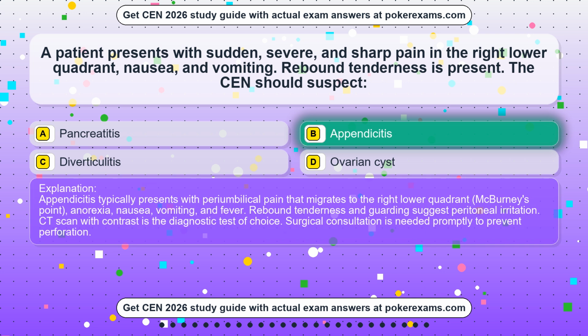Appendicitis typically presents with periumbilical pain that migrates to the right lower quadrant, McBurney's point, anorexia, nausea, vomiting, and fever. Rebound tenderness and guarding suggest peritoneal irritation. CT scan with contrast is the diagnostic test of choice. Surgical consultation is needed promptly to prevent perforation.